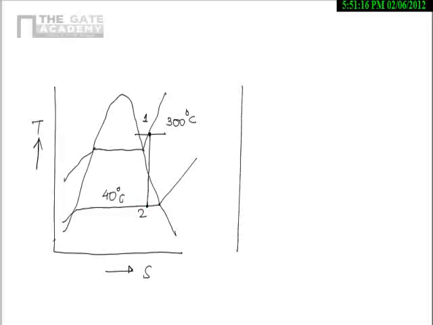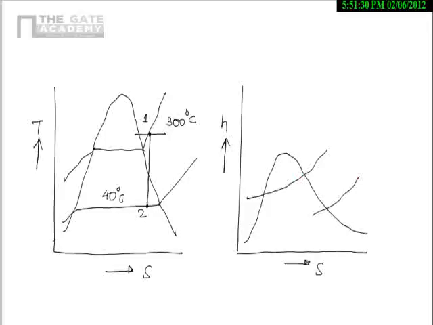Similarly, we can also draw this on the enthalpy entropy diagram. We know this one is the enthalpy entropy diagram, and this one is the temperature lines here. If you see here, we are here, and if we are going 1 to 2, again 2 is in the dome. This is 300 degrees centigrade, this is 40 degrees centigrade. So this is in liquid vapor mixture state.